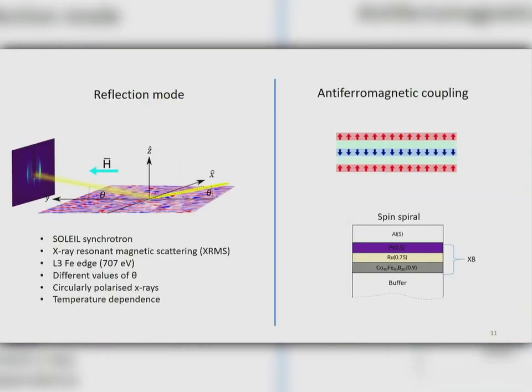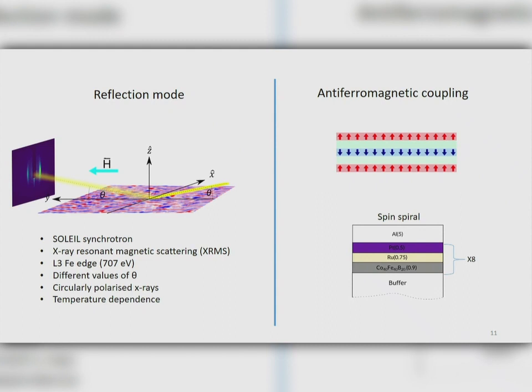In this case, the reflection mode that we will be using was done at Soleil. This is to study antiferromagnetic samples. We are using XRMS, X-ray resonant magnetic scattering. This means that we will be using the energy that maximizes the X-ray magnetic circular dichroism, which in this case is at the iron edge. That means we are using this energy at different values of incidence of the X-rays.